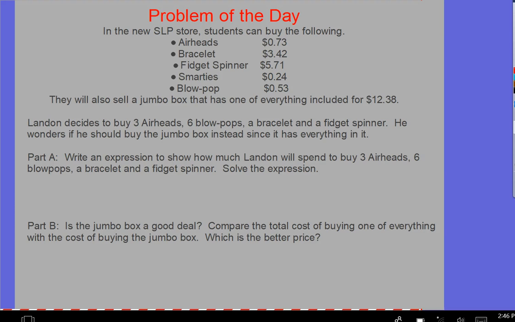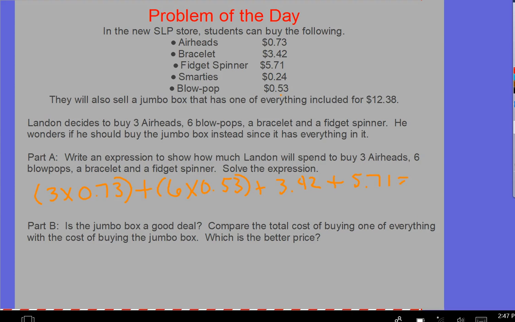So part A says, write an expression to show how much Landon will spend to buy 3 Airheads, 6 blow pops, a bracelet, and a fidget spinner, and then solve the expression. So I'm going to have 3 Airheads. So I want to start with my Airheads, which is 3 at 73 cents each. Plus he's going to buy 6 blow pops, so that's 6 times the price of a blow pop, which is 53 cents. Then I'm going to buy a bracelet, which is $3.42. Plus I'm going to buy a fidget spinner, which is $5.71.